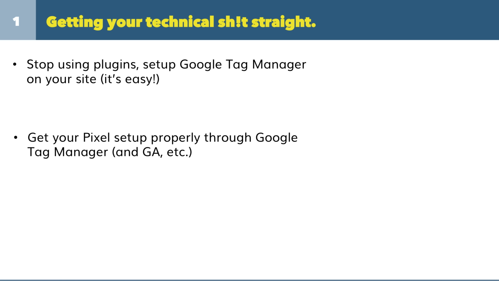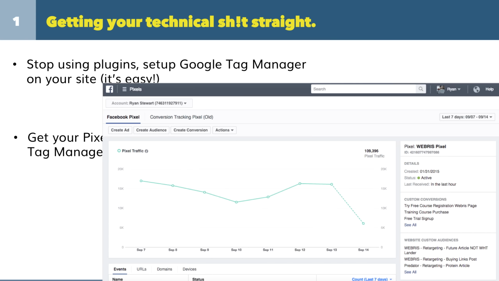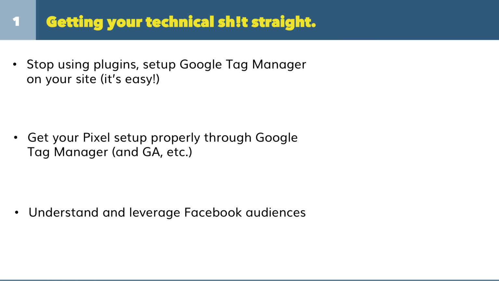Next, you want to get your Facebook pixel set up properly through Tag Manager and analytics and all that stuff too. But pixel is incredibly important because without it, you can't do any sort of advanced targeting. You can't do remarketing. You can't do all the fun stuff that you hear about in the blog post. So you've got to get that set up and squared away. Here's a screenshot of it. It's the Facebook pixel. It's within your Facebook ad account. It's very, very straightforward once you get it set up.